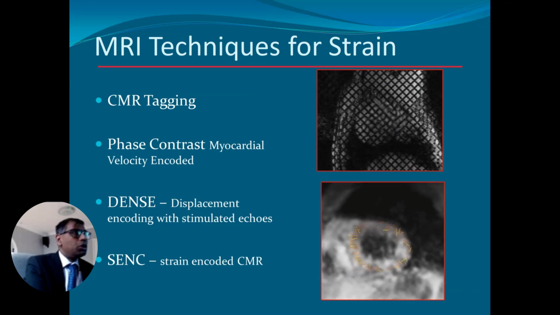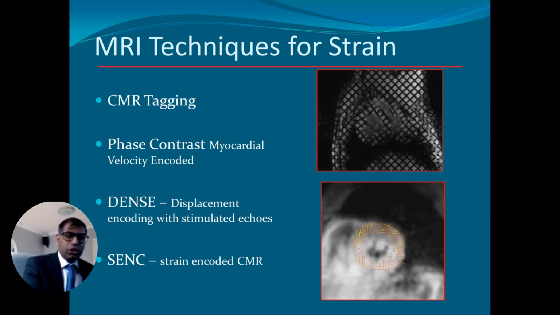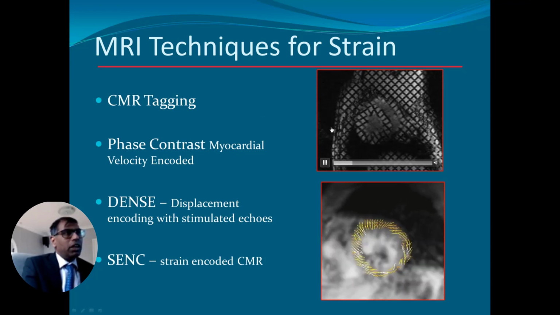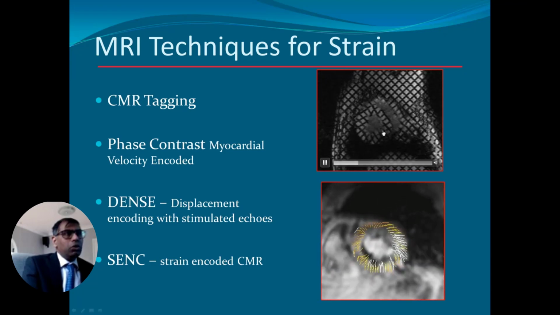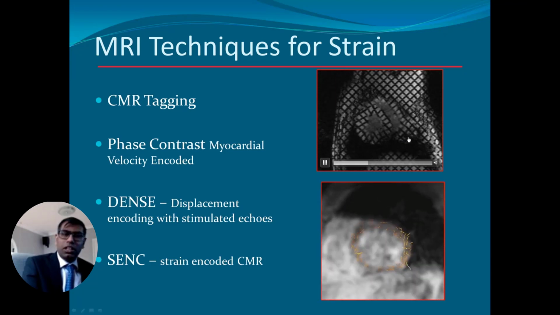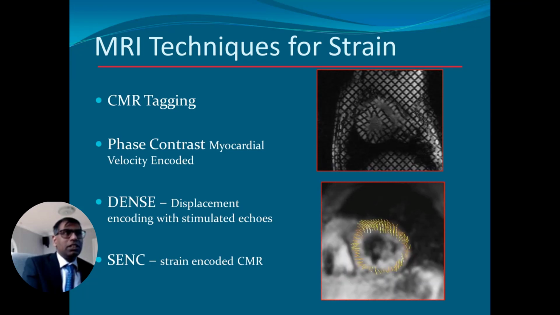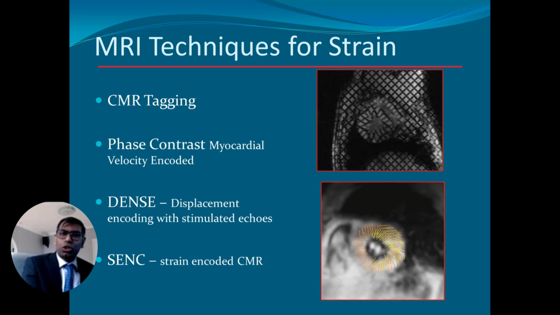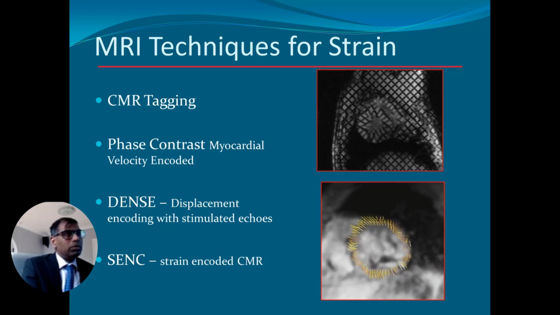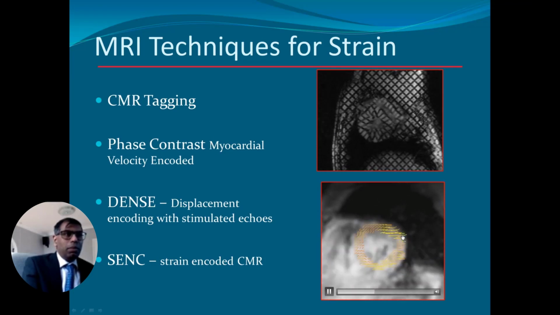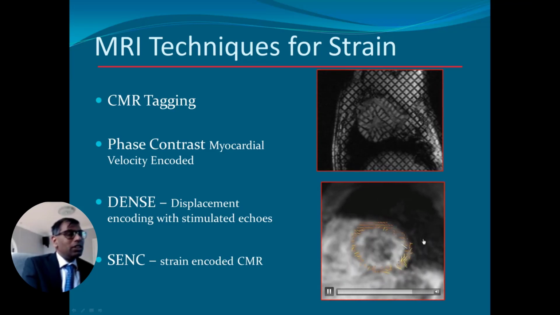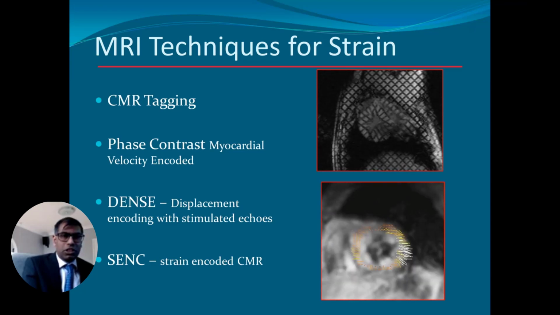Many techniques have been used in MRI to measure myocardial strain. Tagged cardiac MRI was first described by Zerhouni in 1989. Essentially, this involves laying out a grid-like pattern in the myocardium, and the deformation of these tag patterns can be used to measure myocardial strain. The next technique was similar to measuring blood flow, wherein the myocardial velocities are encoded and read out from the phase images.